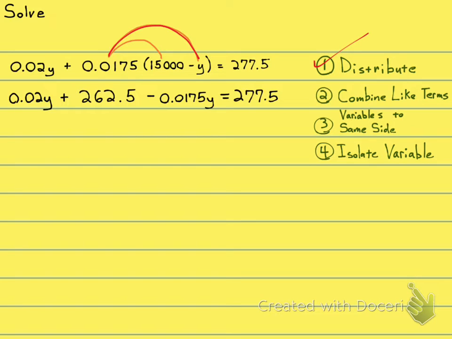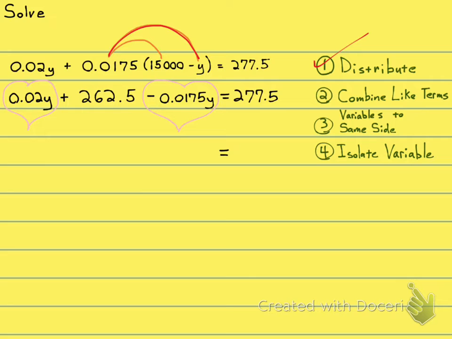Step 2, combine like terms. When we look at our expressions on both sides of the equal sign, we can see that there are like terms here. Let me get pink so I can show like terms. There's this one, and there is this one. Okay, so let's go ahead and put those two together. I'm going to drop down my equal sign. I like to keep my equal signs all in a line.